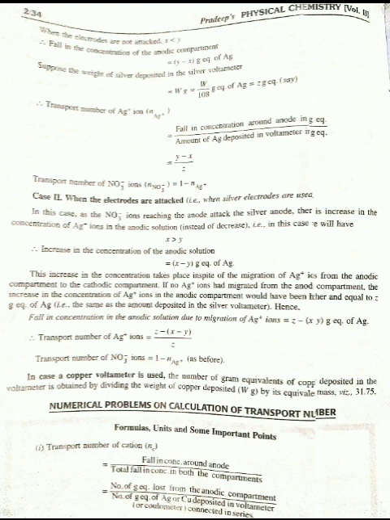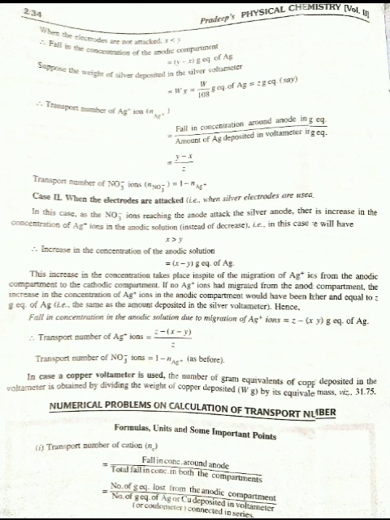This increase in the concentration takes place in spite of the migration of Ag positive ions from the anodic compartment to the cathodic compartment. If no Ag positive ions had migrated from the anode compartment, the increase in the concentration of Ag positive ions in the anodic compartment would have been higher and equal to Z gram equivalent of Ag, that is, the same as the amount deposited in the silver voltmeter.